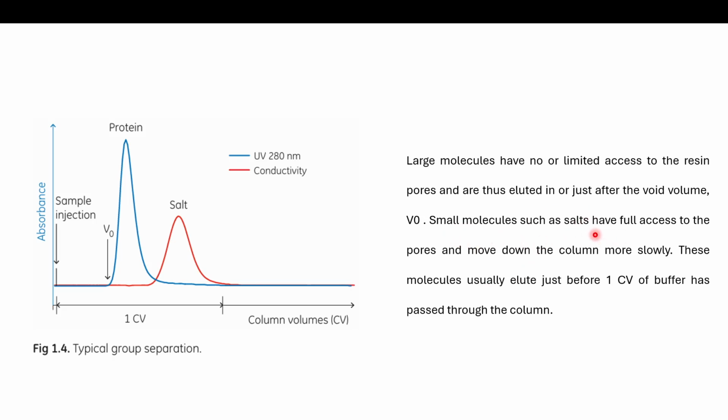Small molecules such as salts have full access to the pores and move down the column more slowly. So these molecules usually elute just before 1 CV of buffer has passed through the column. Okay, that is what is being shown here.